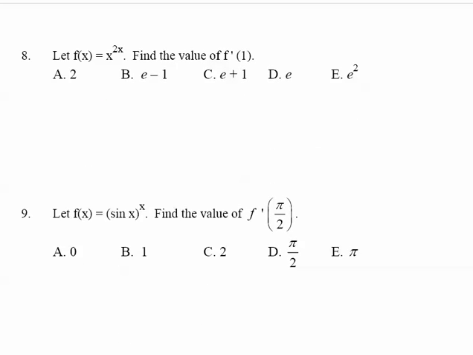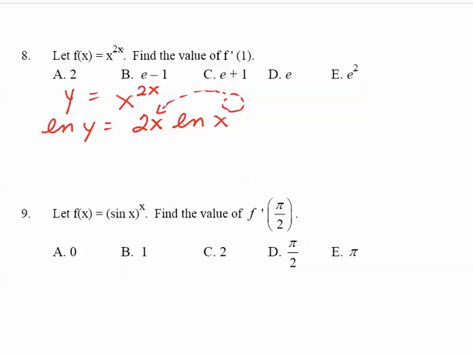In number 8, here we've got x in the base and x in the exponent. So let's think of this as y equals. And then we want to do logarithmic differentiation because that will bring the exponent. So we take the log of both sides because then the exponent can come down in front. The log of a power is the power times the log.